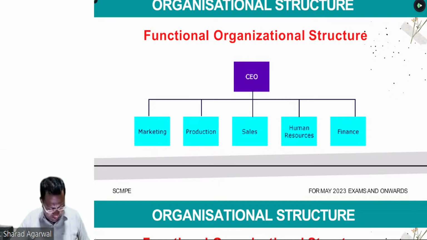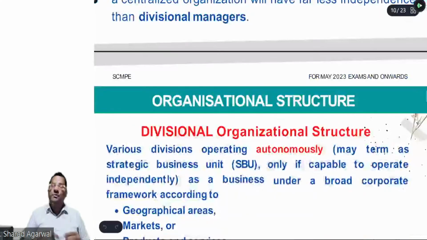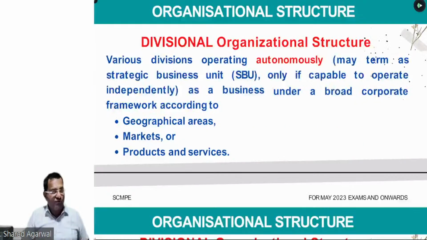Clear? The second one is very important. Divisional organizational structure, in which we divide the whole organization into different departments based on geographical area or based on product and services. Suppose we have five products. So this product will be handled by Mr. This.